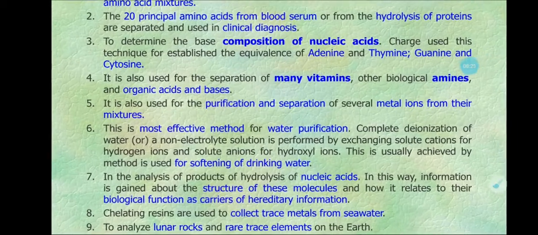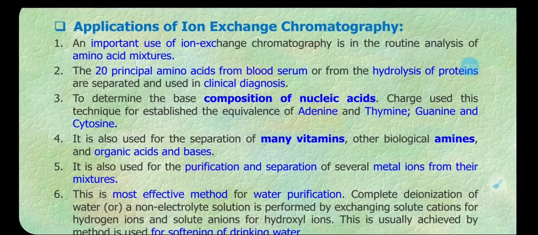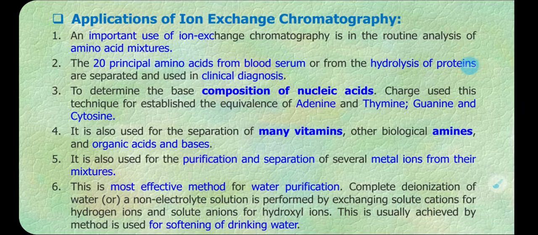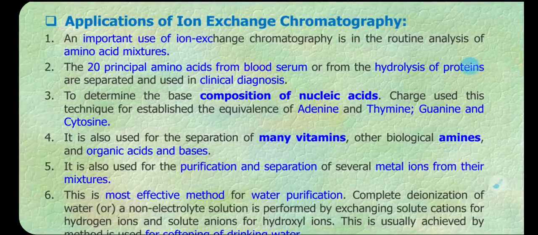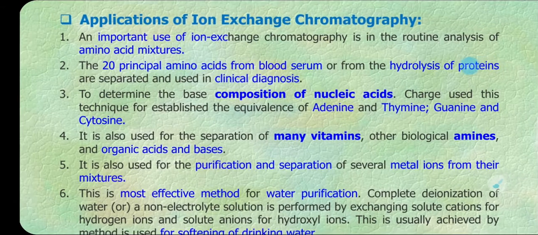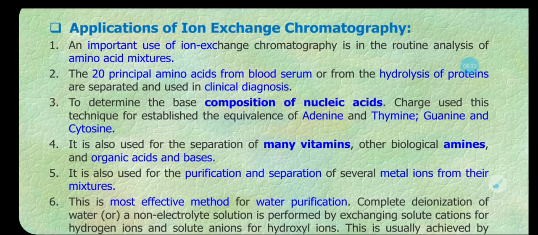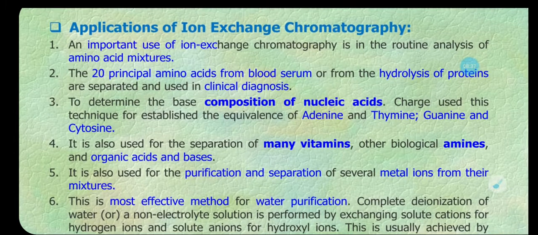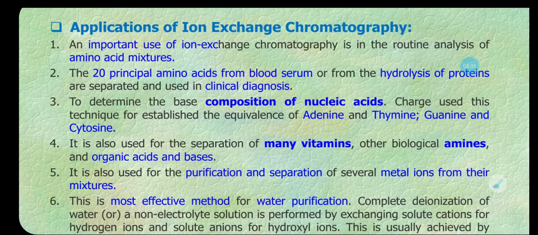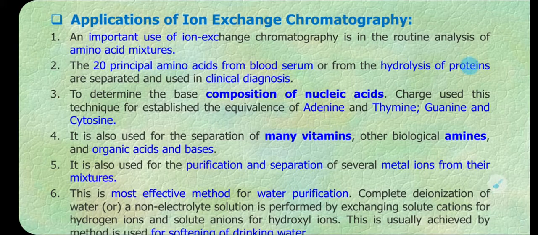So last is the application part of ion exchange chromatography. Ion exchange chromatography is a very important chromatography because it can be used to separate, isolate, quantify or purify polar molecules, polar biological molecules, metal ions or charged molecules. So let us see the applications one by one.